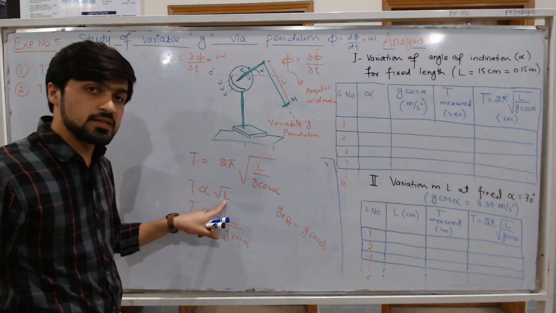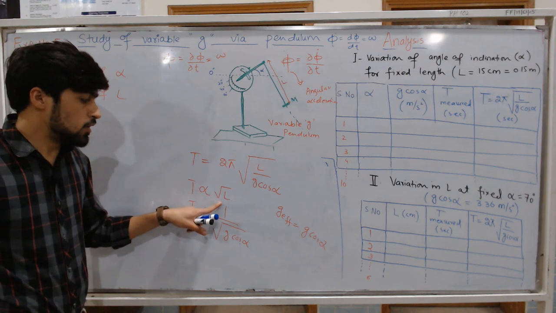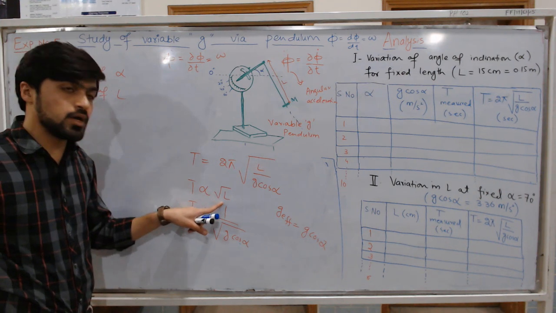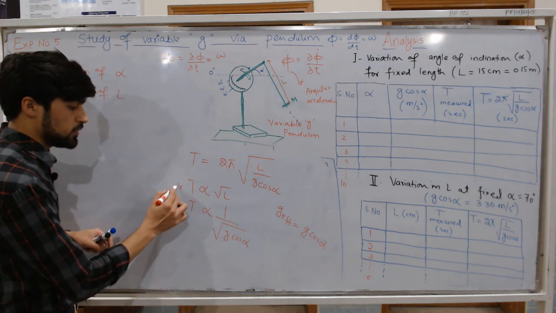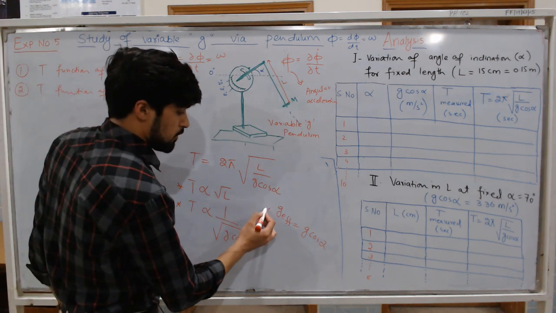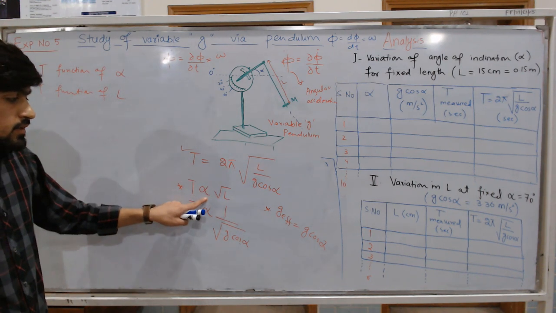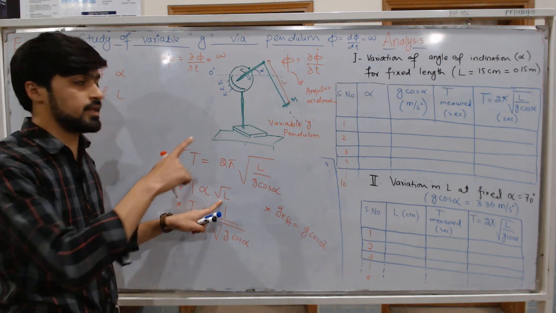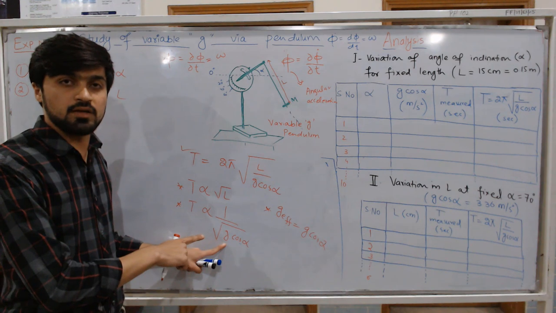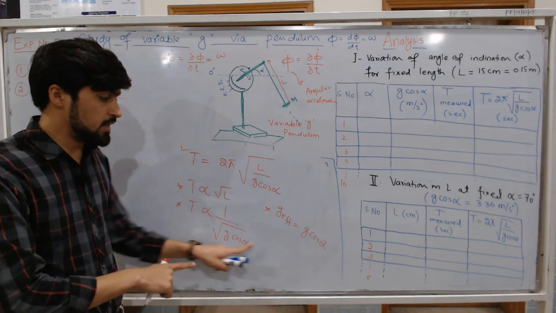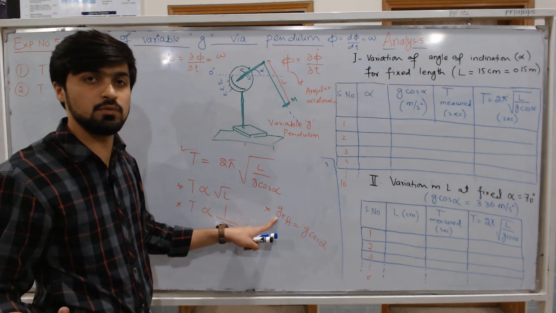And if you are changing the length of the pendulum, the time period varies not linearly, but with the square root of L. Keep in mind, you should be conceptually aware of these things. This is the time period of the simple pendulum. The time period is directly proportional to the square root of the length of the pendulum, and inversely proportional to the effective component of the gravitational acceleration. And if you are changing alpha, you are disturbing the value of g. The value of g will change.